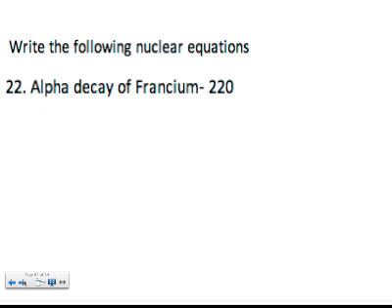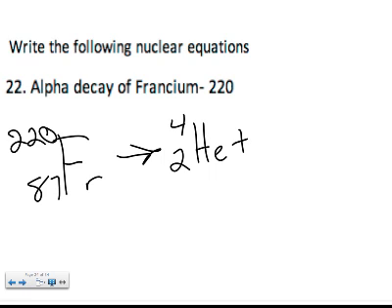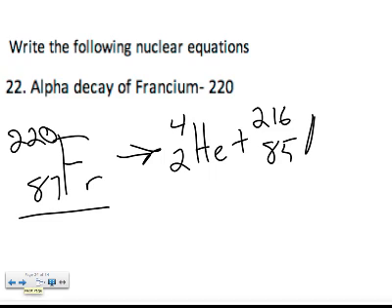Okay, another alpha decay, and this time it's francium-220. Look up francium on the periodic table, and you will find that it is element number 87. Okay, so again, we're going to take that 42He and subtract it from the starting element or isotope, which means the mass goes down to 216, the atomic number goes down to 85, and that element is astatine, which has a symbol At.